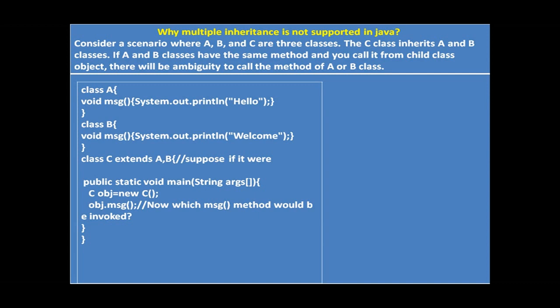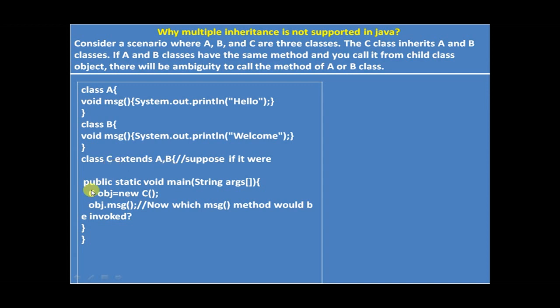Means what it wants to say, this statement. Suppose you have a class A with the method message. You also have another class B with the same method message. Now, if you have a class C which extends class A and class B, so class C has two parents, A and B.